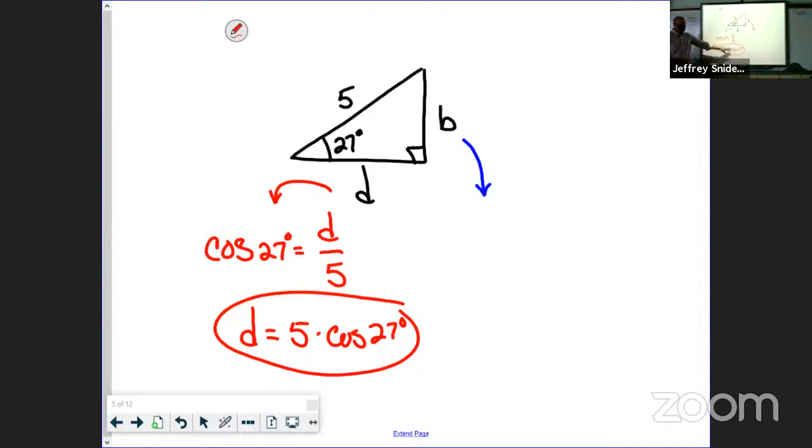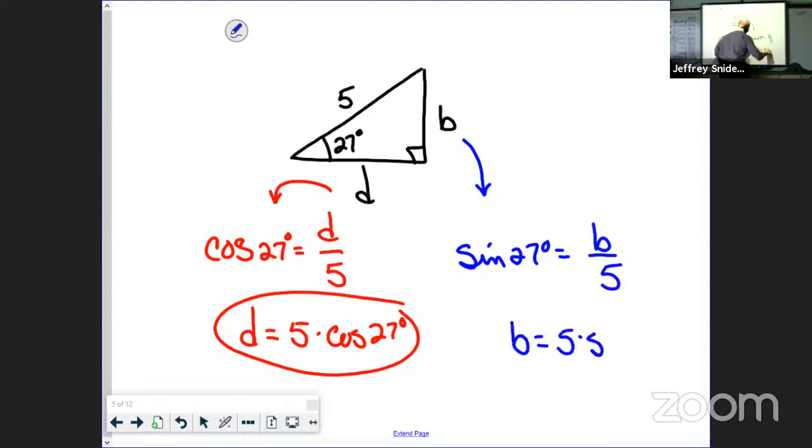Okay, and I'm just going to stop there because hopefully you can all type that in and get an answer. Great. Okay, the blue one then. Yep. Sine of 27 equals b over 5. And then e equals 5 times sine of 27. Great.